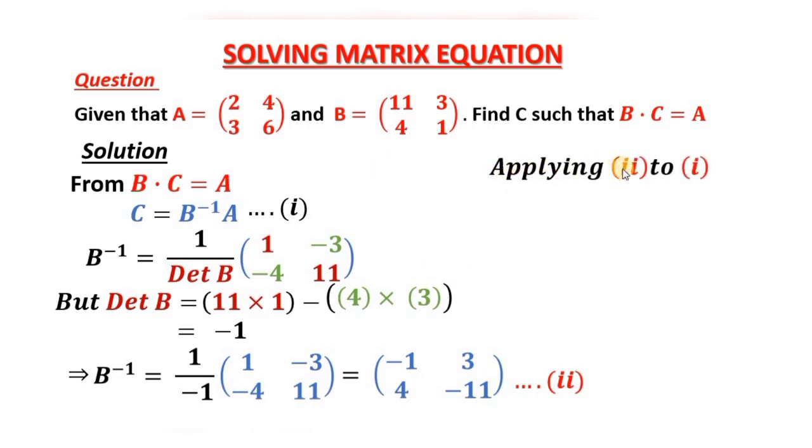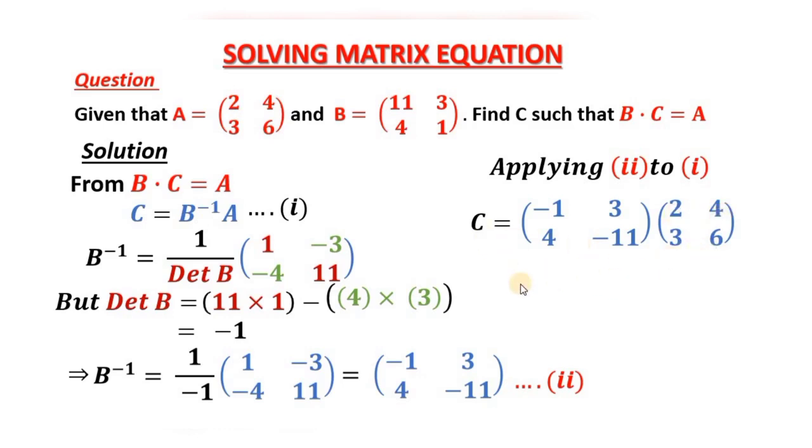The next thing, we are going to apply equation 2 to equation 1. That is, C will become, so we are going to have the inverse of B multiplying A, that is in order to get C. So we have the inverse of B as negative 1, 3, 4, negative 11, just as we have in equation 2. And then we multiply that by matrix A, that is as we have here, and matrix A is 2, 4, 3, 6. So we have 2, 4, 3, 6.